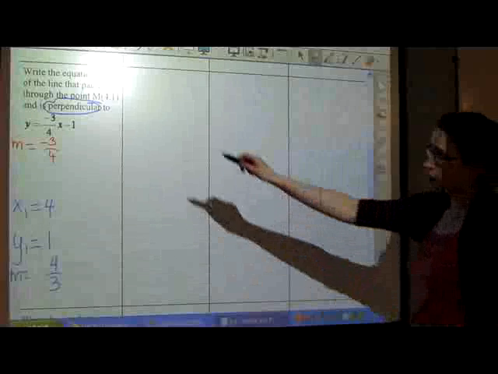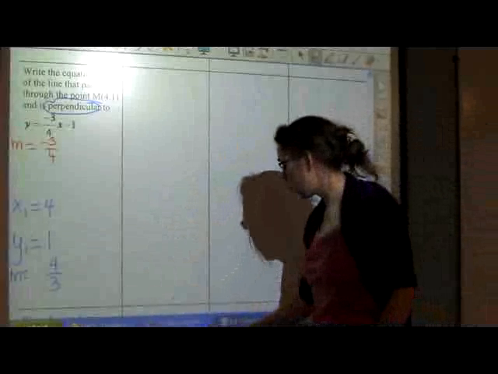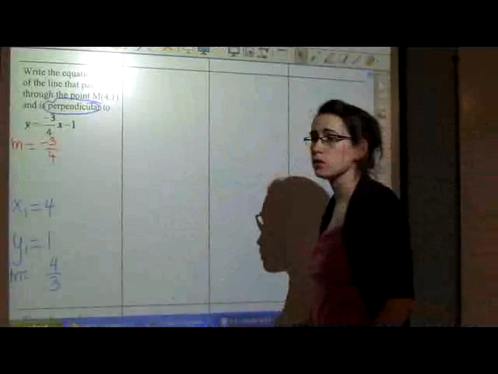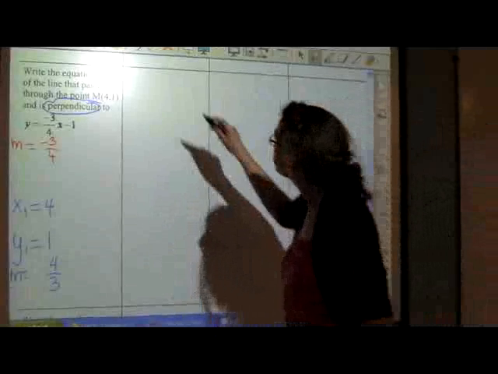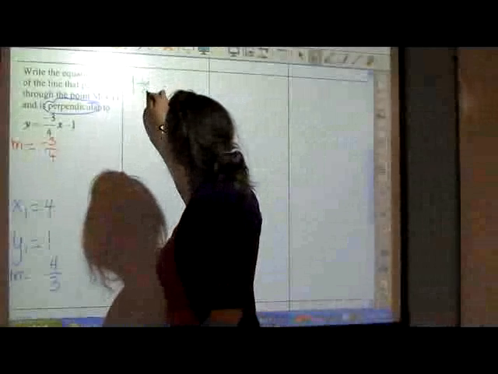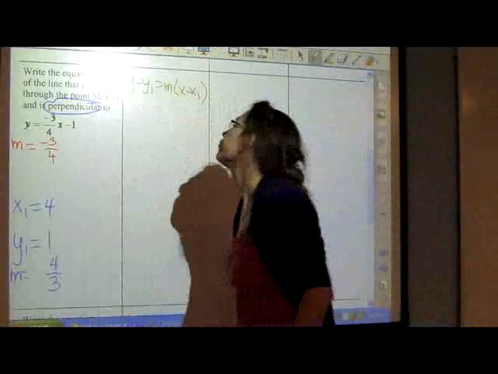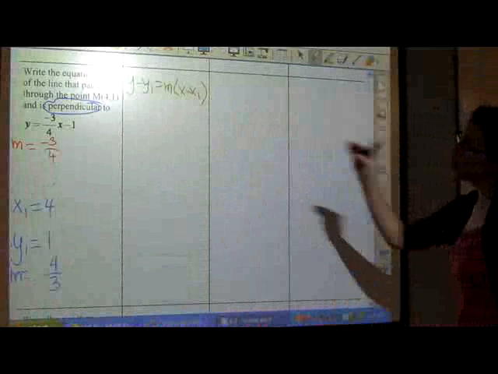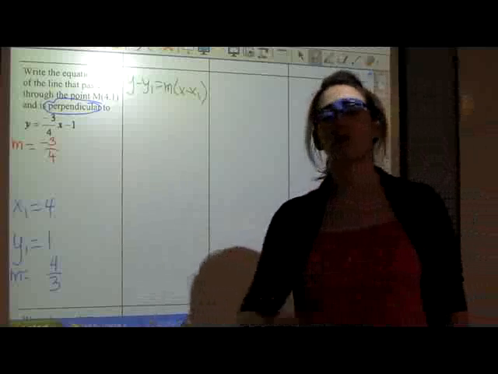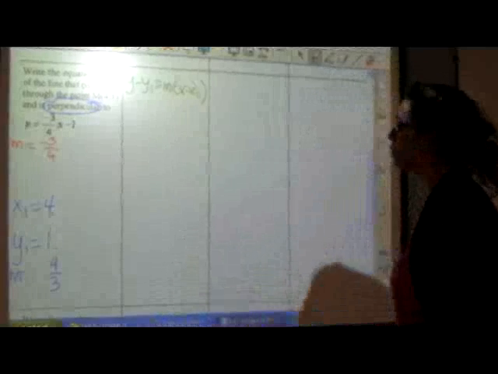Once we have our x1, our y1, and our m, we can go forward and start putting things into our point slope form. y - y1 = m(x - x1). We know our information. We know that x1 is 4. We know that y1 is 1. We know that m is 4/3.